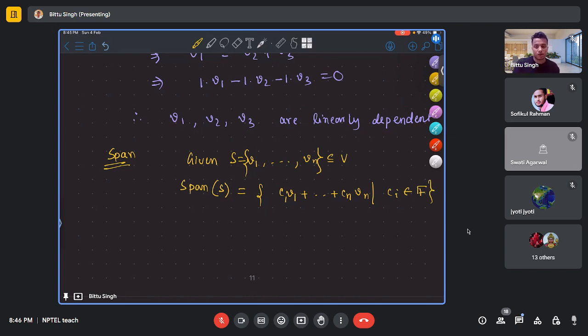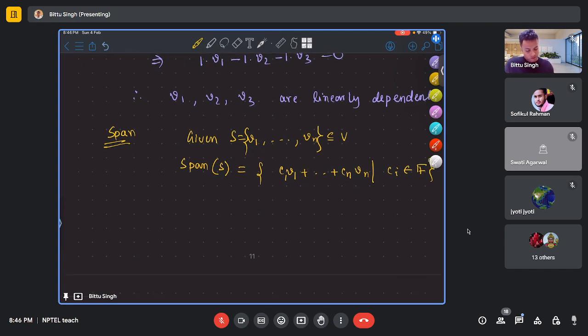You can see that this span is also a vector space. For example, let M n cross n be the vector space. Let us consider this is the vector space. Can you give a spanning set for this?